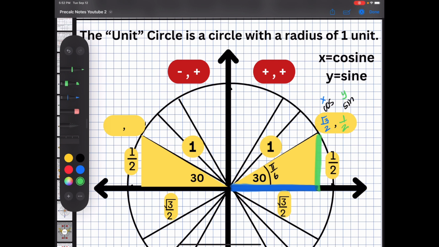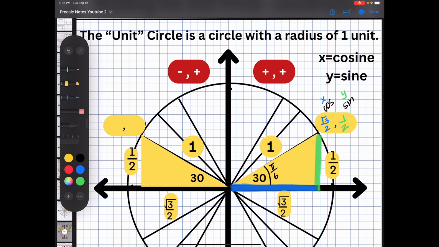Okay, so now that I have the coordinates, I need to make sure that I'm using the right signs. So in the first quadrant, I need to have positive comma positive, and I do. Both of these values are positive. So we're good to move on.